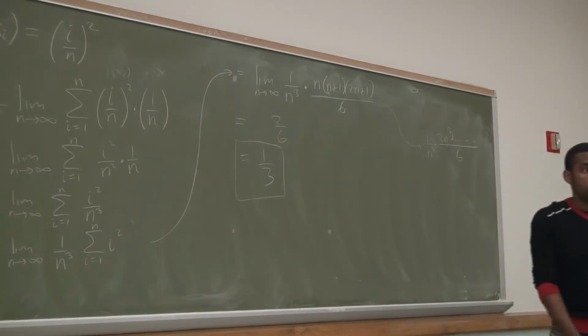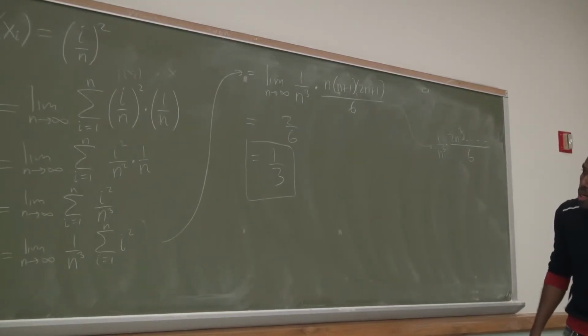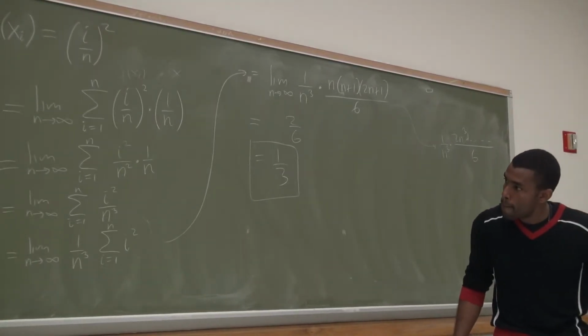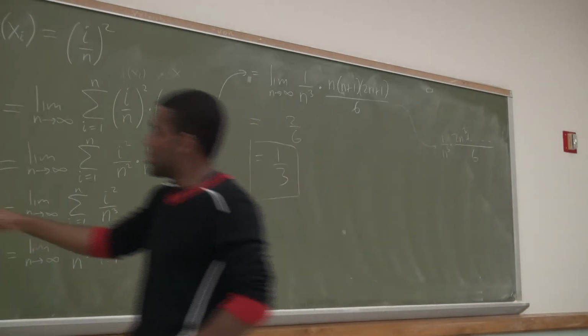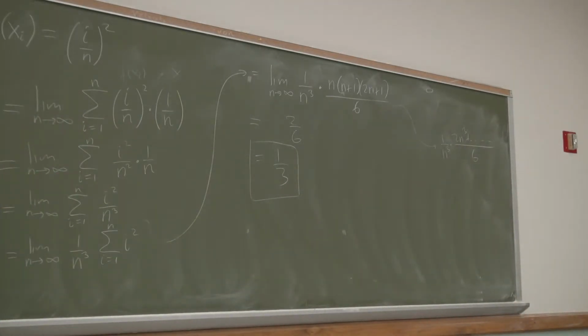Question. How did you get 1 over n, like 1 minus 0? This is the a, right? And this is the b. b is always the right hand endpoint. a is the left hand endpoint. So it's this minus this over n. I missed that part.